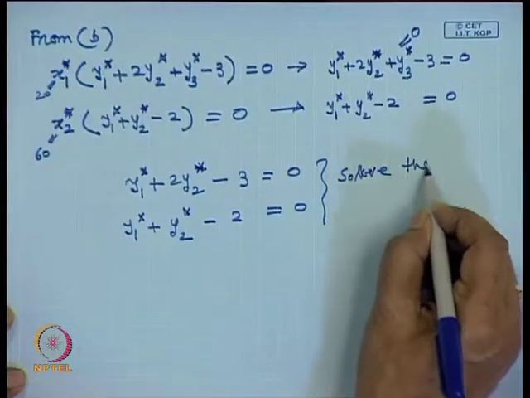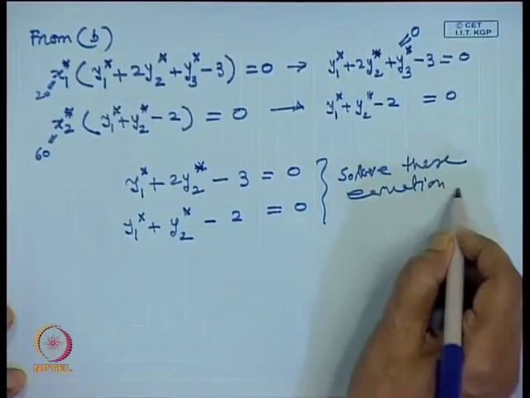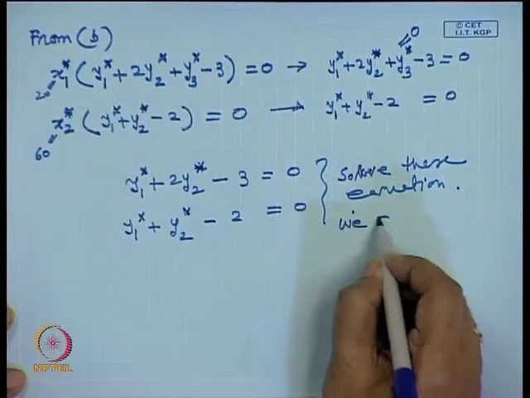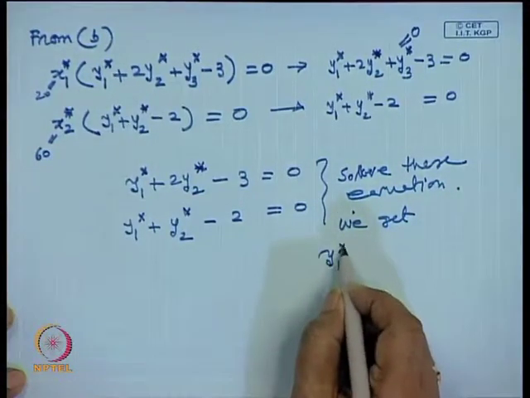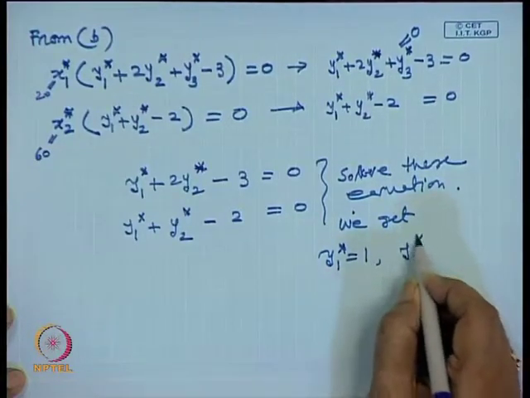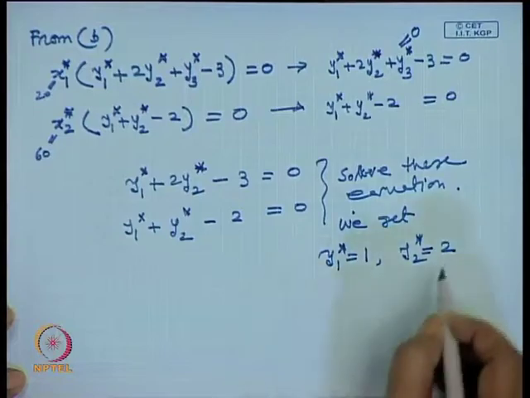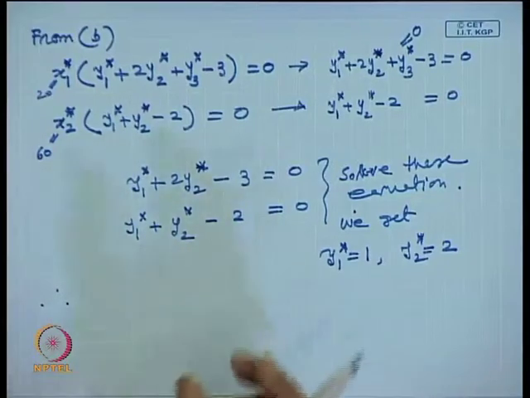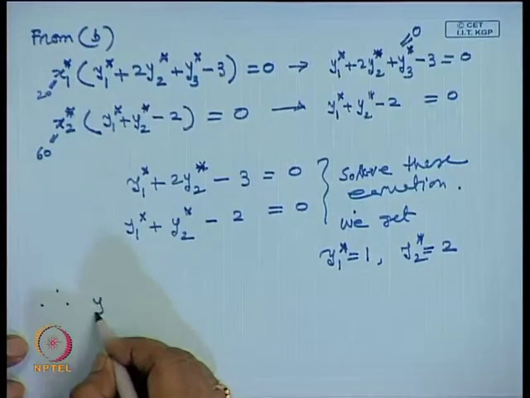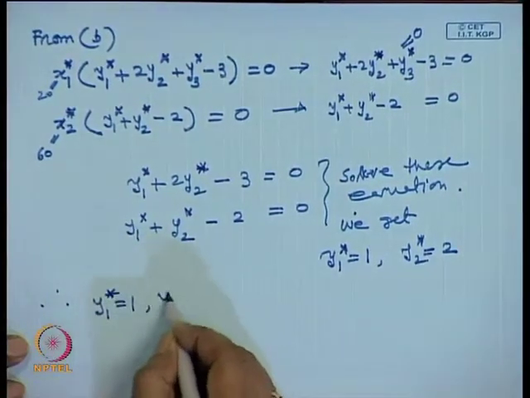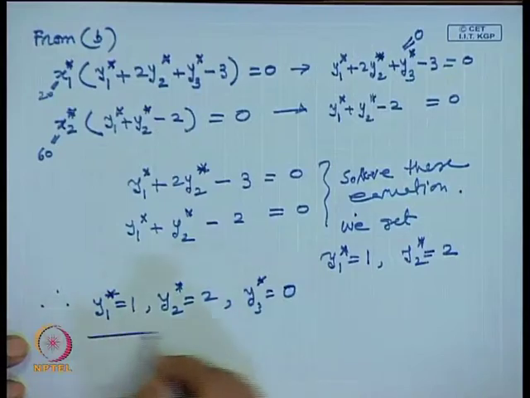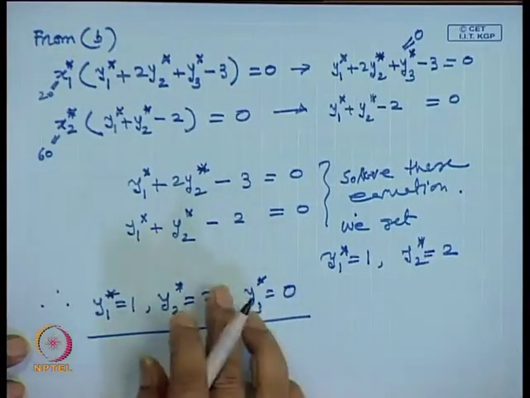So, solve these equations. We get y1 star is equal to 1, y2 star is equal to 2, agree? So, the optimal solution of the dual variables we got is y1 star is equal to 1, y2 star is equal to 2, y3 star is equal to 0. And clearly, if you see the graphical representation of this problem, it is a feasible solution.